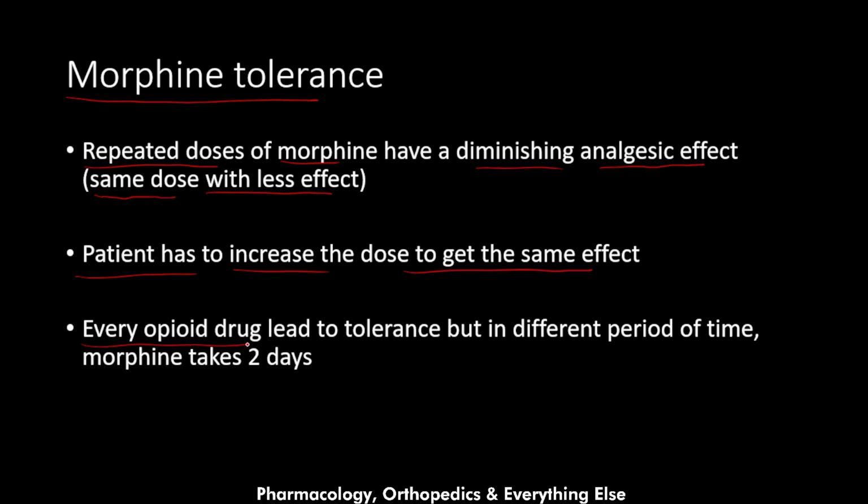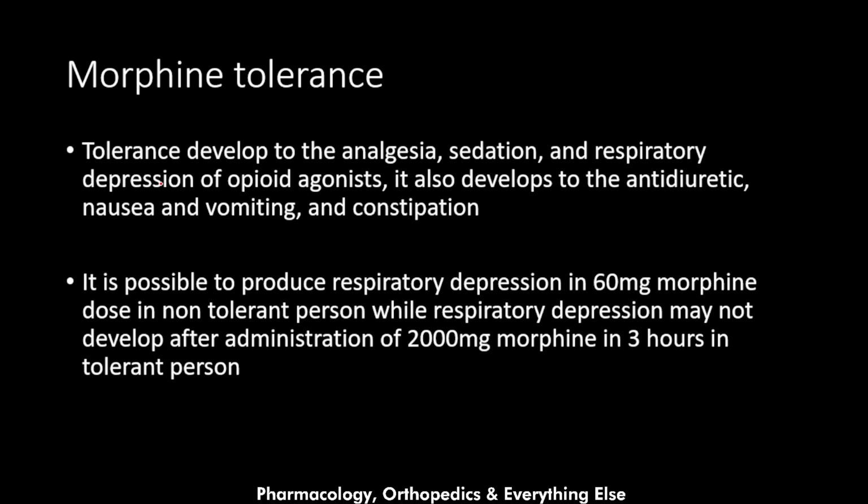And every opioid drug leads to tolerance, but in different periods of time. Morphine generally takes 2 days for the tolerance to develop. Tolerance develops to the analgesia, to the sedation, to the respiratory depression of the opioid agonists. It also develops to the antidiuretic, nausea and vomiting, and constipation effects.